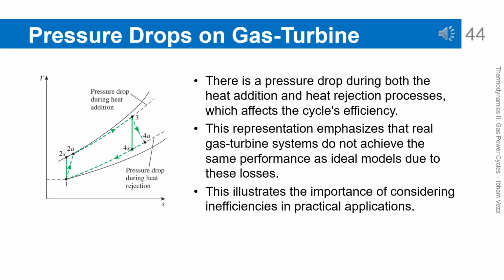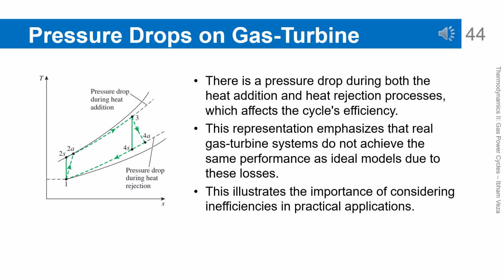Impact of pressure drops on gas turbine efficiency. This diagram shows that pressure drops occur during both heat addition and heat rejection processes. These pressure drops reduce the net work that can be produced by the cycle. As a result, the efficiency of real systems is always lower than that of the ideal model. This effect highlights the importance of good combustion chamber and heat exchanger design.